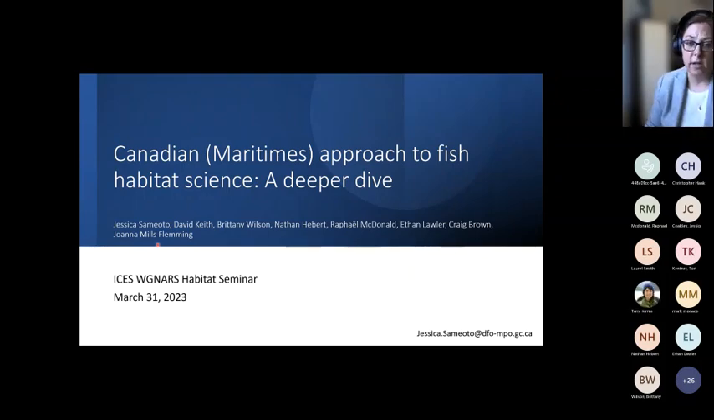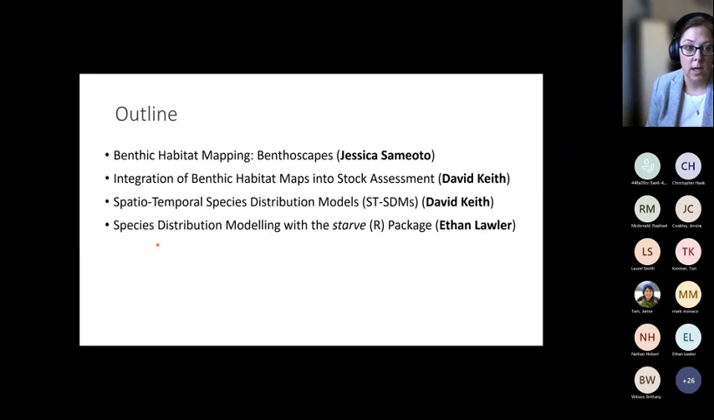So I'm going to start our Canadian Maritimes region deeper dive on fish habitat science. I'll start by giving a bit of a deeper dive on the benthic habitat mapping and benthoscapes, and then I'll pass it over to Dave Keith, who will cover the integration of benthic habitat maps into stock assessment and spatiotemporal species distribution models, and then Ethan Lawler from Dalhousie University will speak to species distribution modeling with the novel R package, which he developed called STARVE.